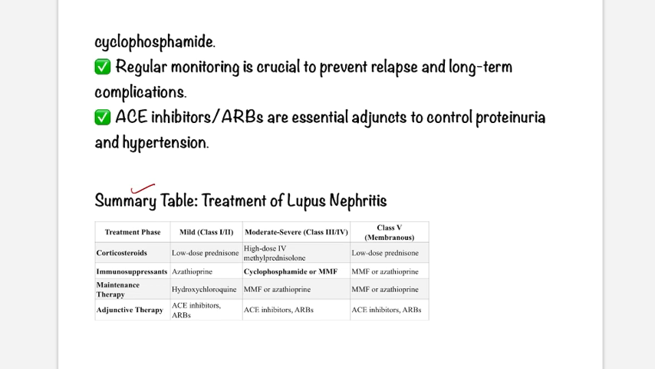So this was it for lupus nephritis. This is a very important topic for clinical practice, for exams, and for the upcoming advances.